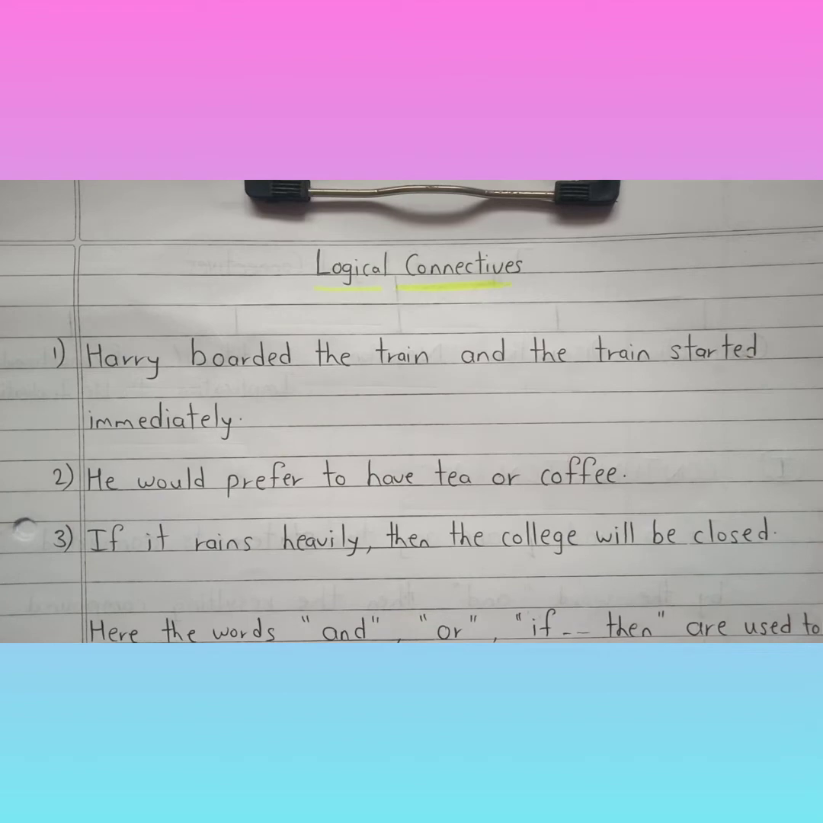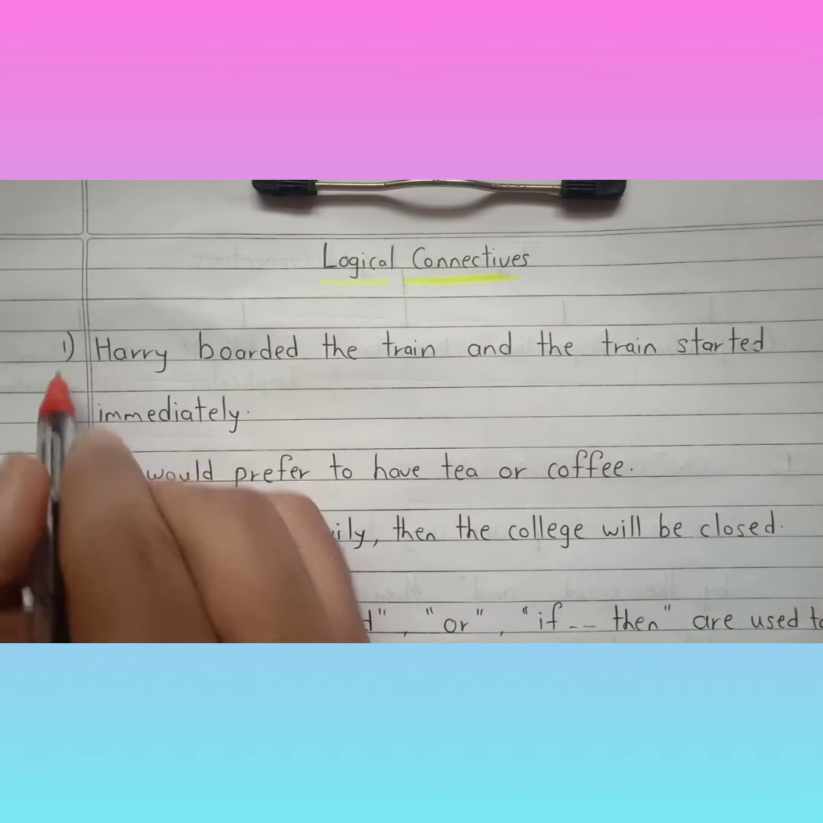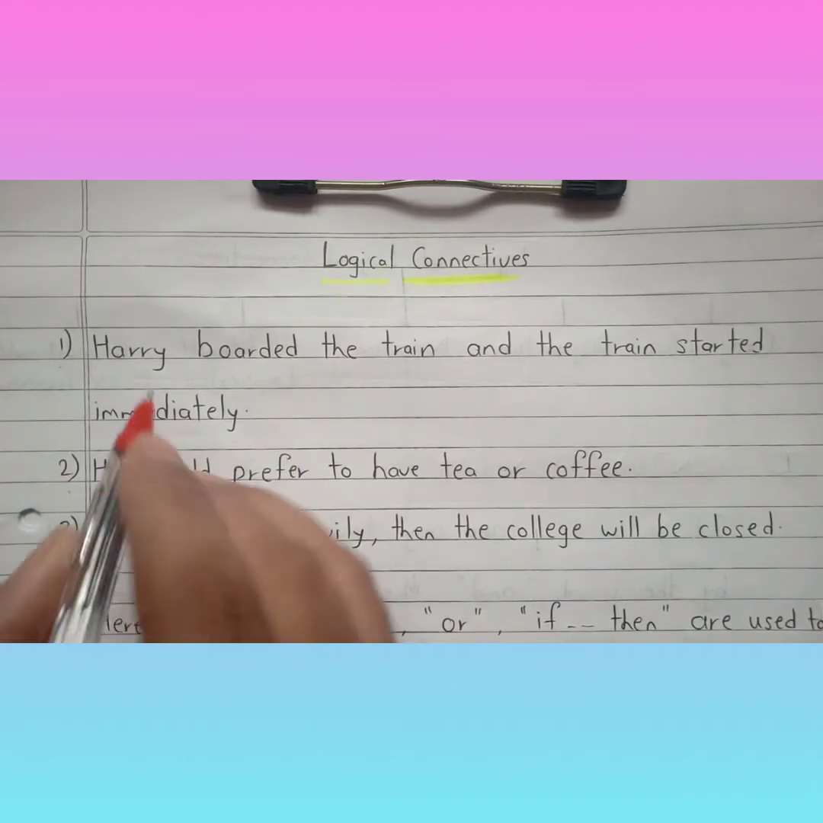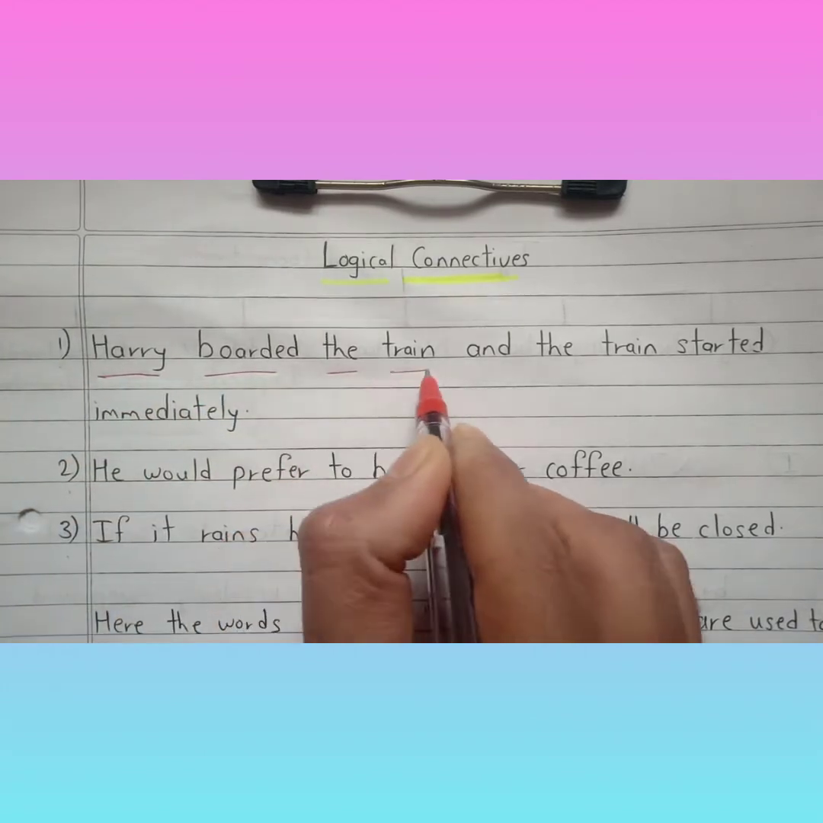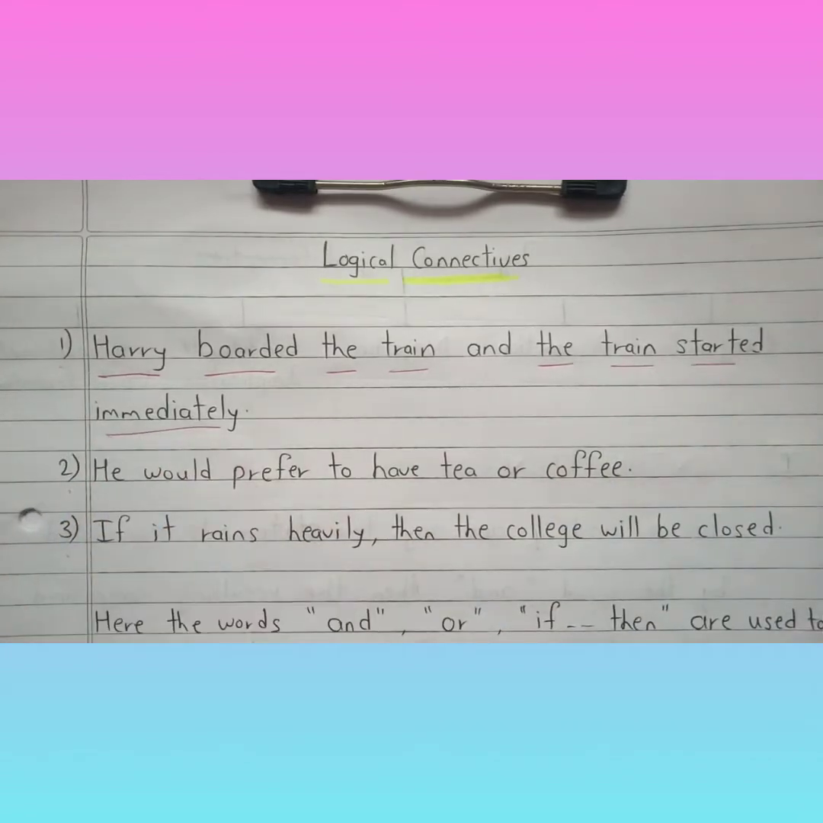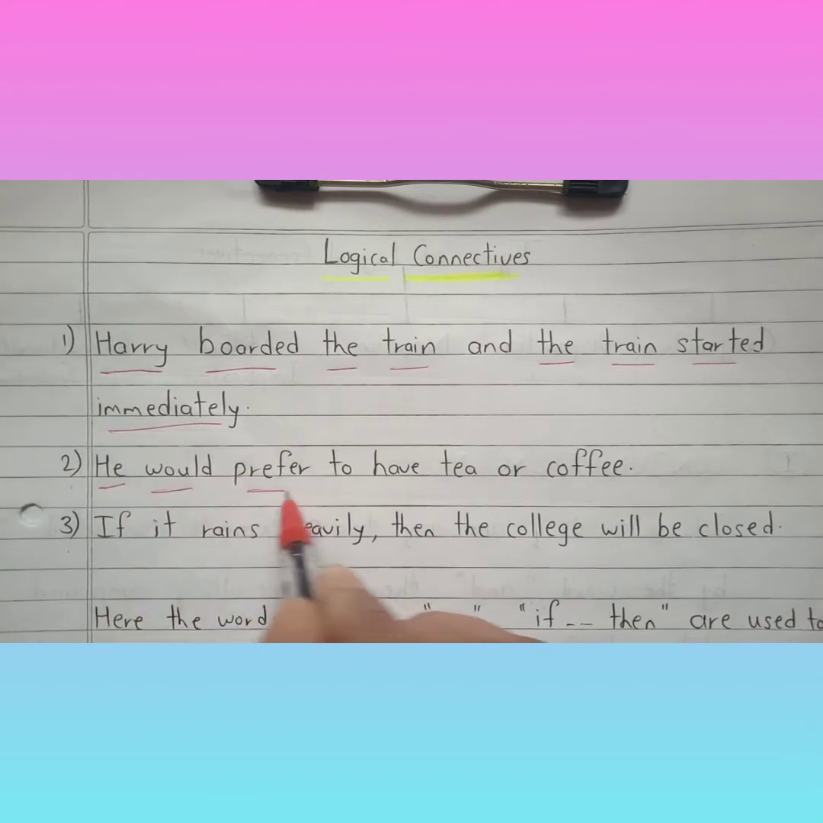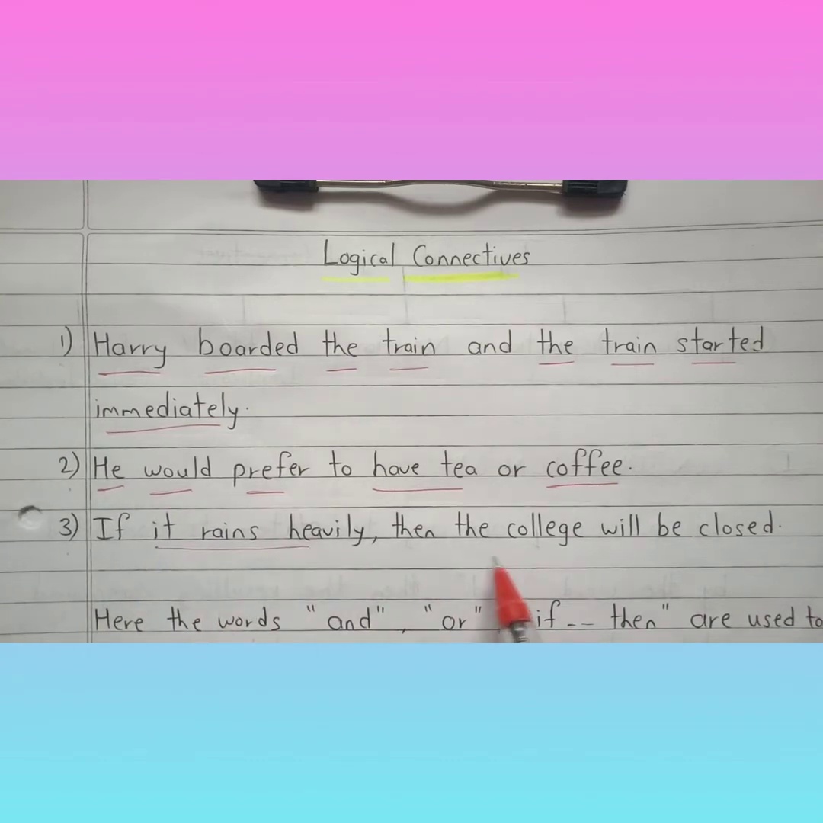So let's move with our concept. Let's first see these three statements 1, 2 and 3. The first statement is: Harry boarded the train and the train started immediately. The second sentence is: he would prefer to have tea or coffee. The third one is: if it rains heavily then the college will be closed.